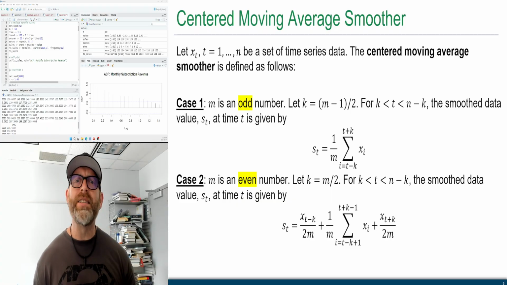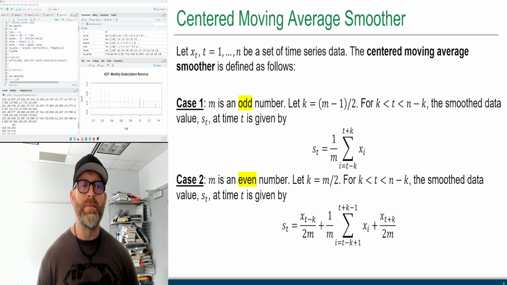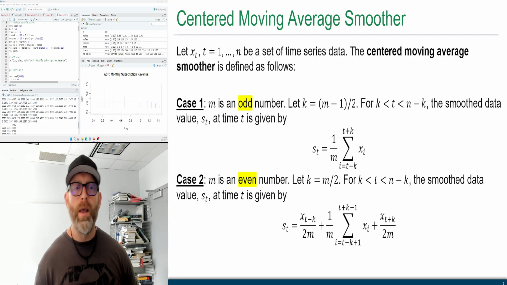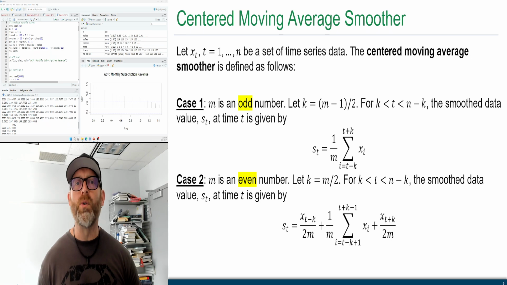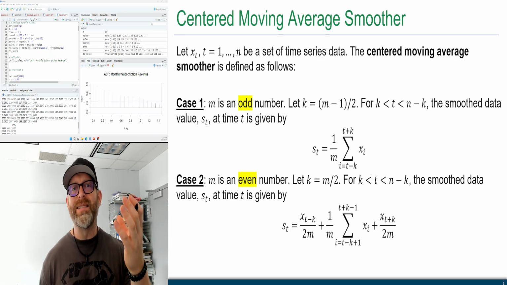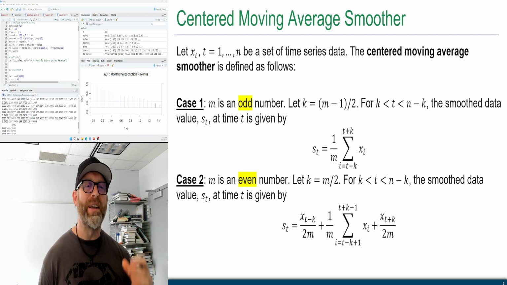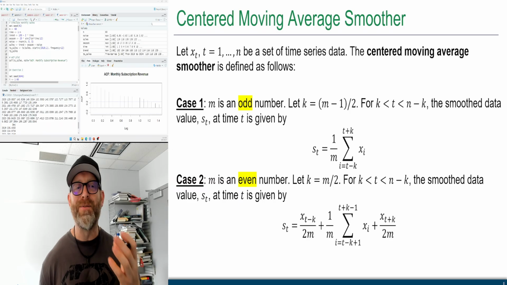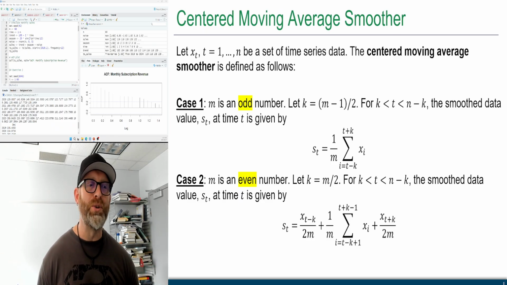So there's really 2 cases for the centered moving average smoother. The odd case is the easiest because if I'm talking about an odd number, well, my center point is my starting point. So if I'm doing an order 5, that my first point is there. 1 point removed from an odd number gives me an even number. So from 5 I go to 4. I can divide that by 2. So that's 2 to my left, 2 to my right. Easy as that.